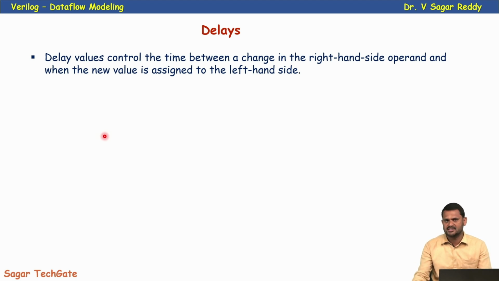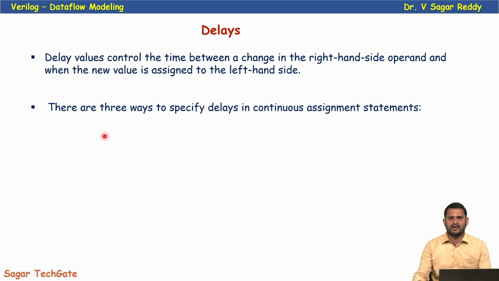We have different types of delays we'll discuss. Delay values control the time between a change in the right hand side operand in the continuous assignment and when the new value is assigned to the left hand side. Now I'll show one example.